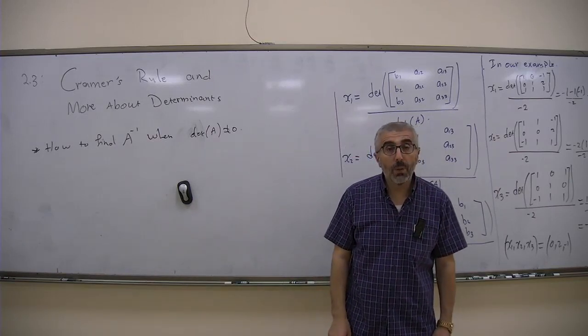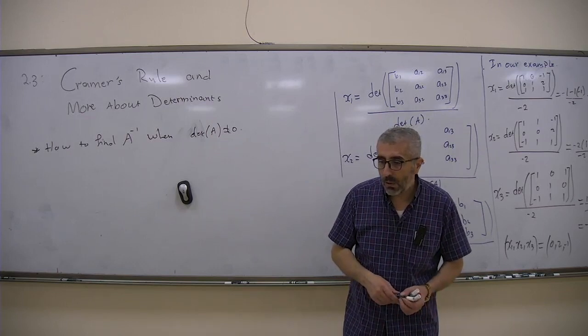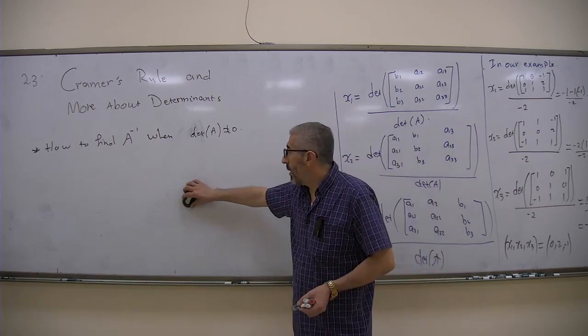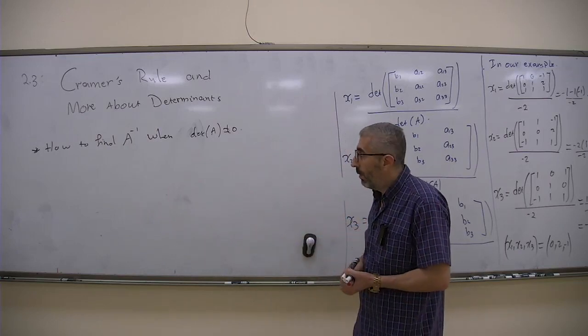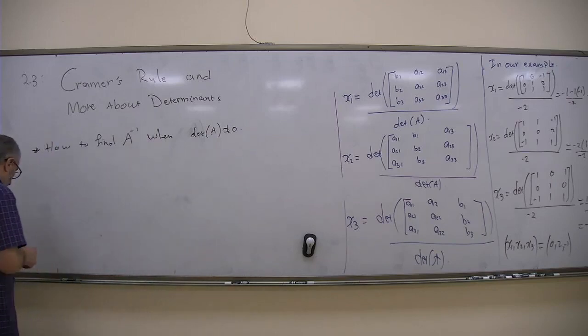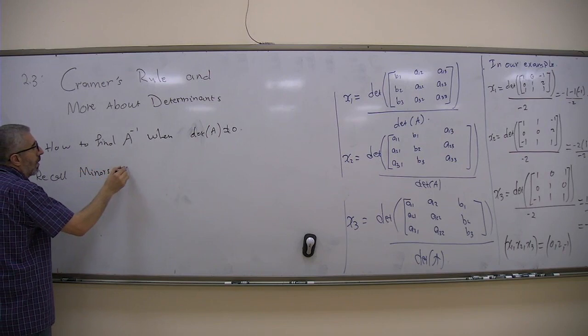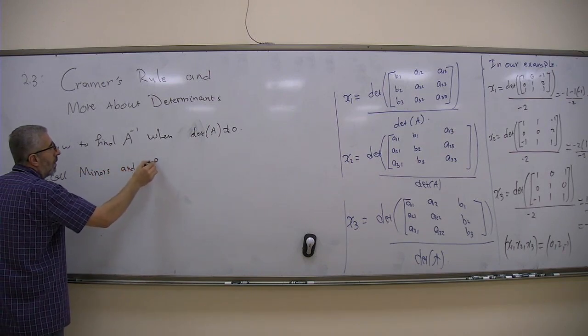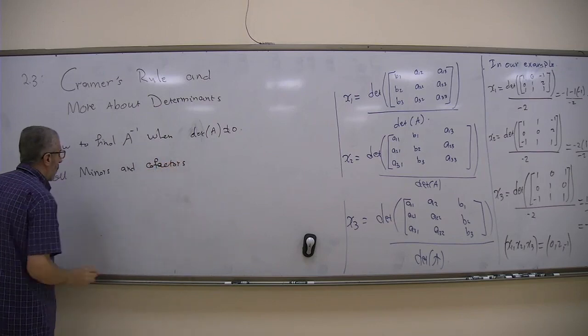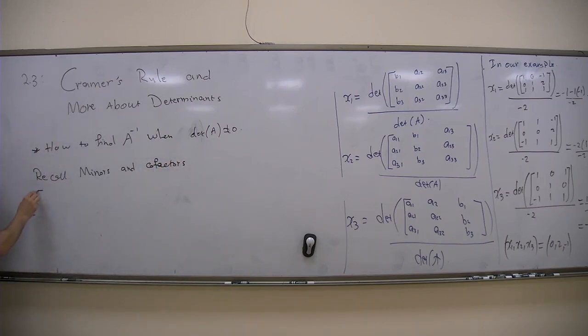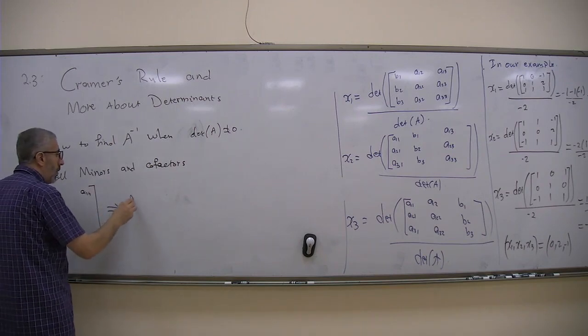Do we have another way of doing it? Yes, we do. And that is using the cofactors. Remember, we discussed minors and cofactors, correct? So, recall minors and cofactors. So we said if you have a matrix A with entries A11, A1n, An1, Ann, you can write a matrix of minors.